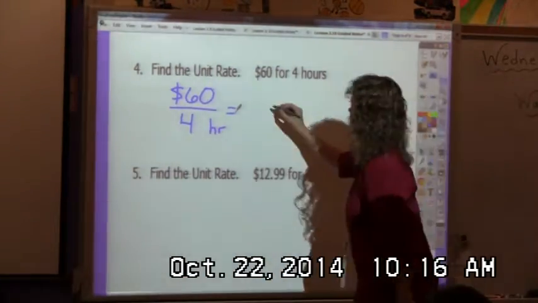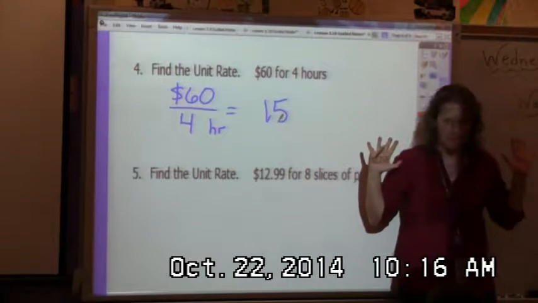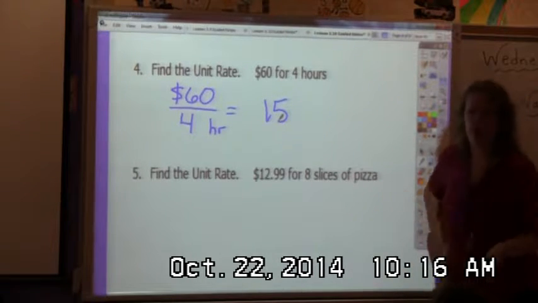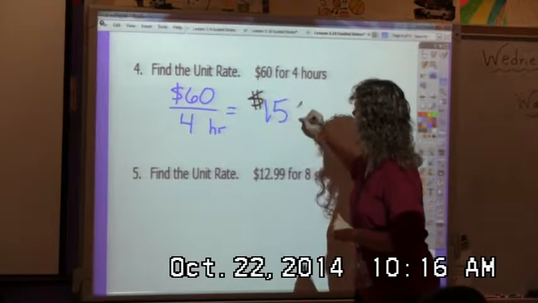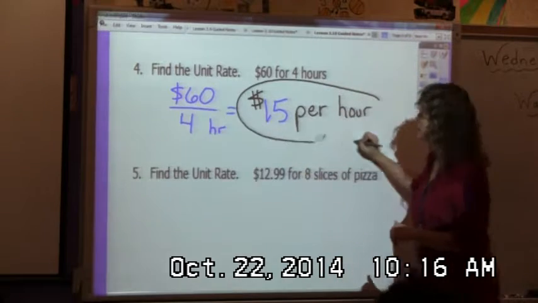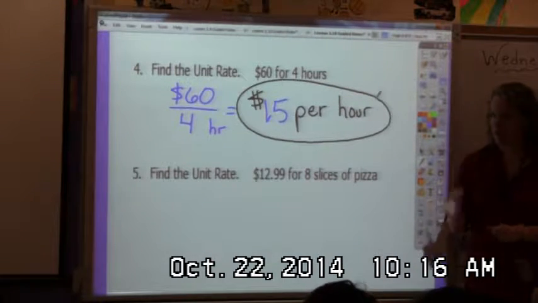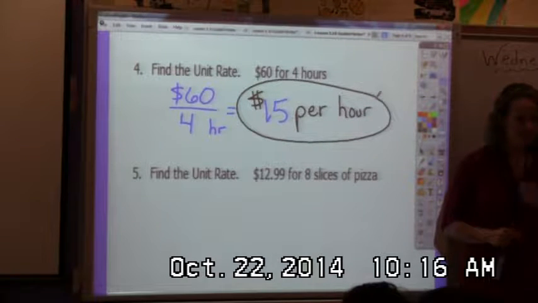15 whats? Because be careful, if you just put 15, I can only give you half credit for that. $15. It's $15 per hour. Per hour. I need the whole thing. $15 per hour. So for these, you have to have units per unit. Dollars per hour. Looking good?